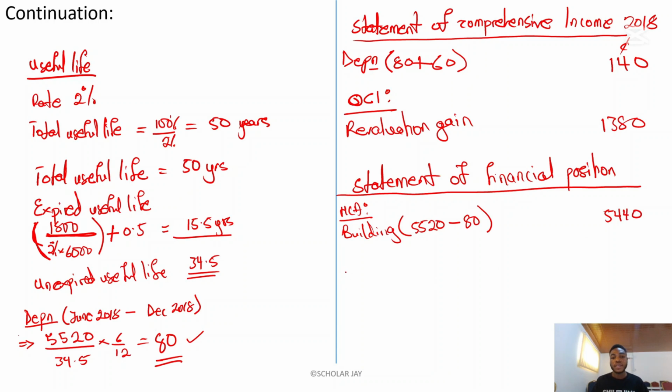Are you with me? Then under equity, the revaluation reserve. Do you remember? So our revaluation reserve would be what? 1380. So this is how we deal with it. Are you with me? So this will bring us to the end of our question solving on this particular question.